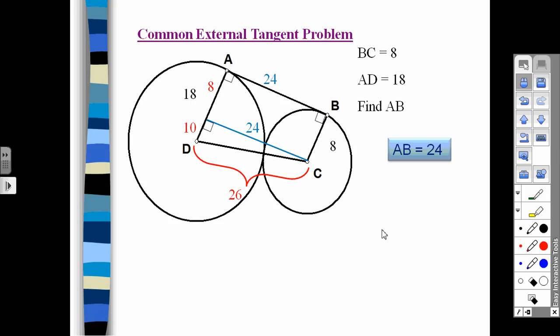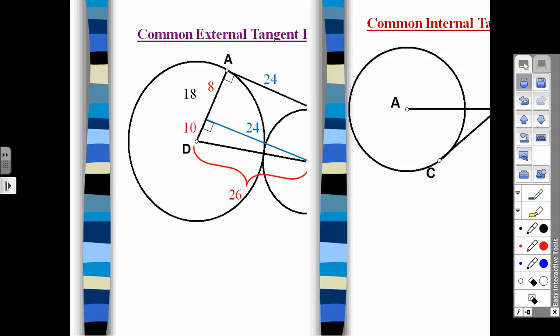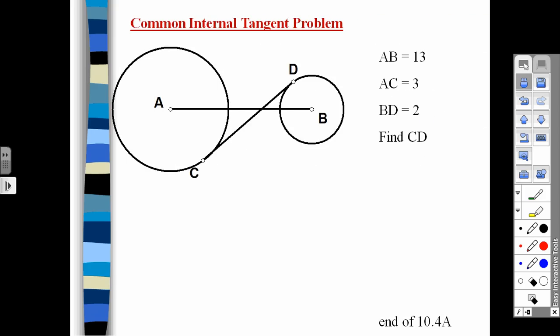Okay, so I know I went through this really slowly because I know a lot of people have difficulty with these problems. So hopefully you can go back over that again if you need to. But we're going to move on to the next problem, which is the common internal tangent, which is a little different, kind of the same idea, but a little different setup than the common external.